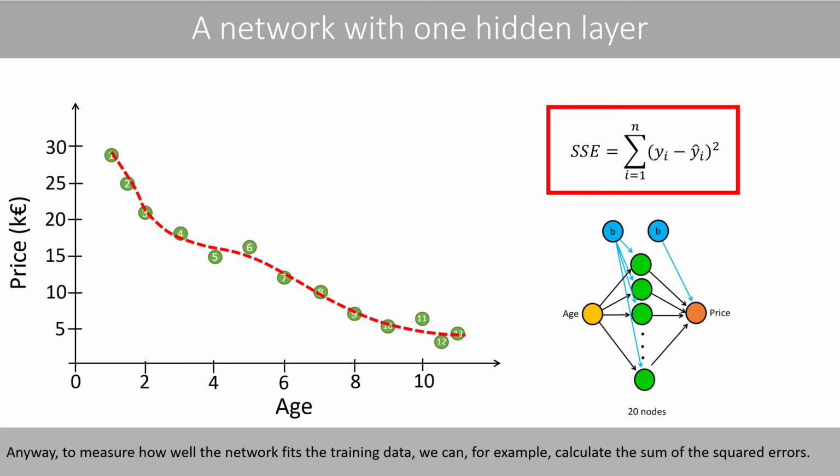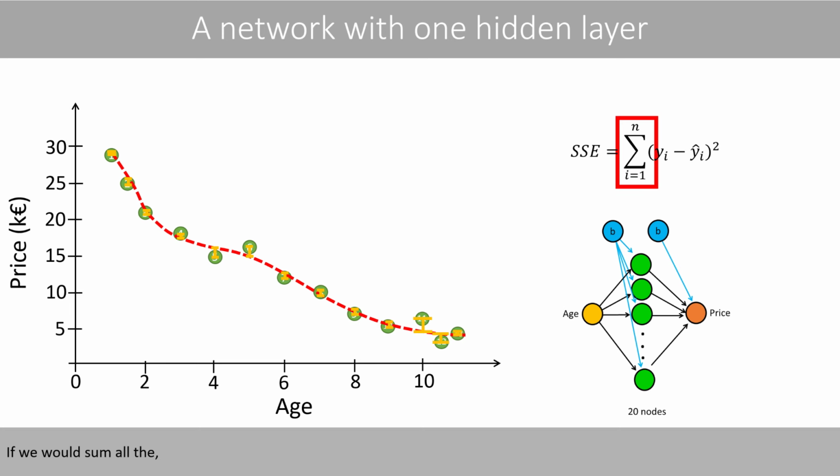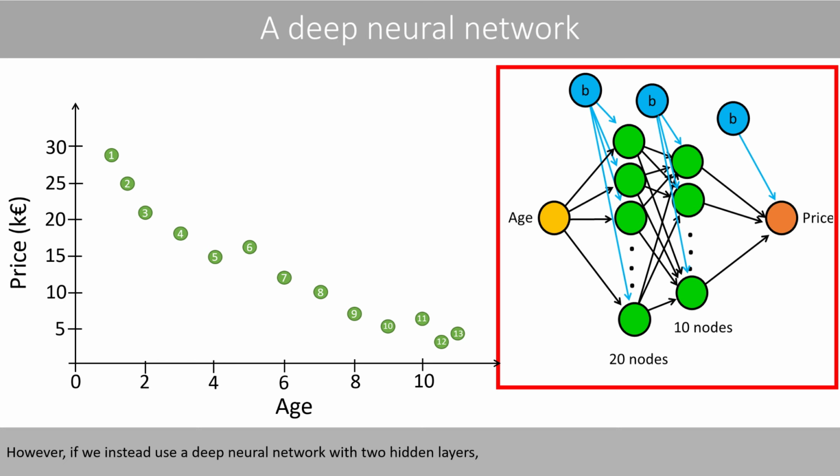Anyway, to measure how well the network fits the training data, we can, for example, calculate the sum of the squared errors. An error is the difference between the observed price and the predicted price by the network. If we would sum all the squared errors, then we would get a value of about 7.7. The smaller this value is, the better the model fits the data.